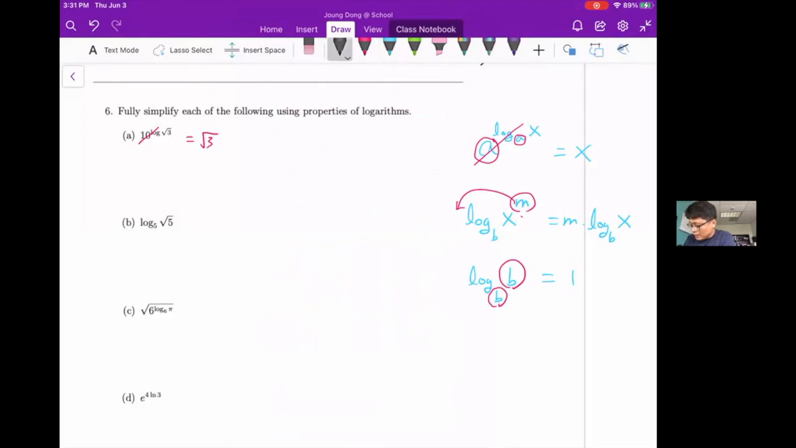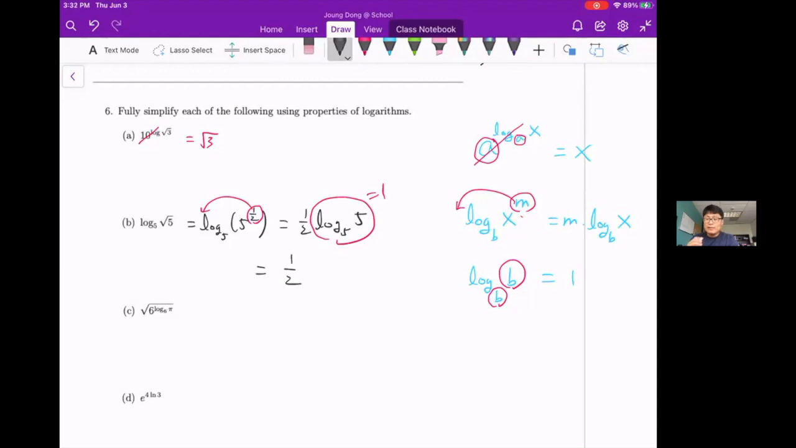Here we go. So let me write it as a power form, log 5 of 5 to the 1 half, right? And by the second property, I can put this out in front, okay? So it will be equal to 1 half log 5 of 5, okay? Then we know this is equal to 1. So the answer is 1 half. Is that clear?